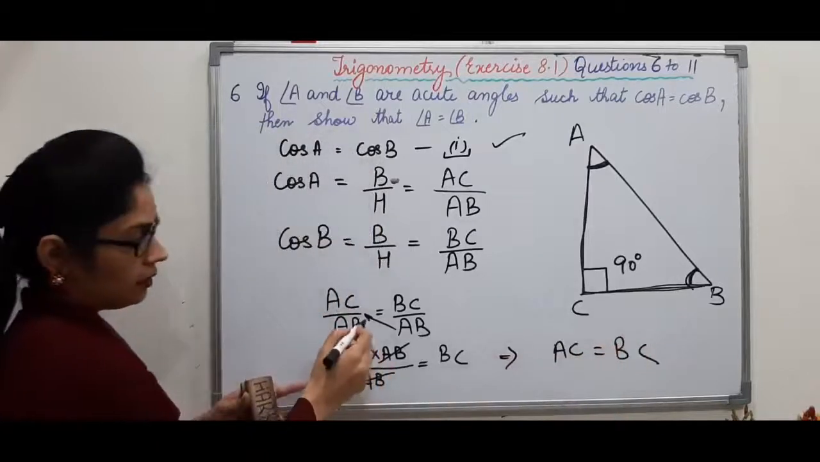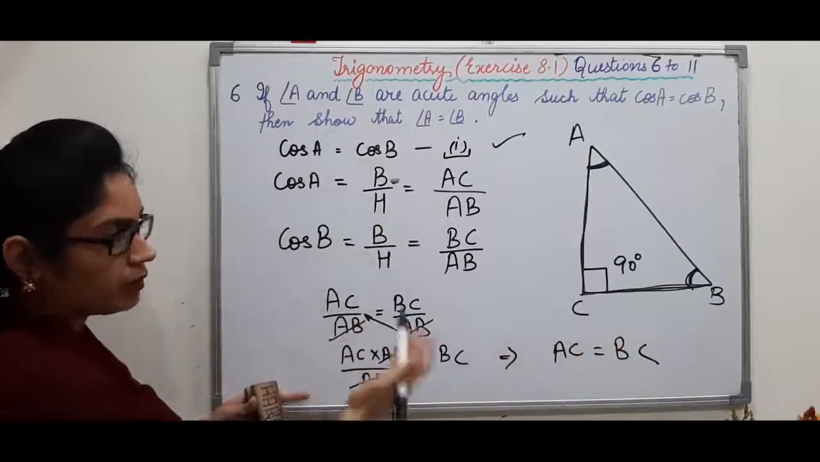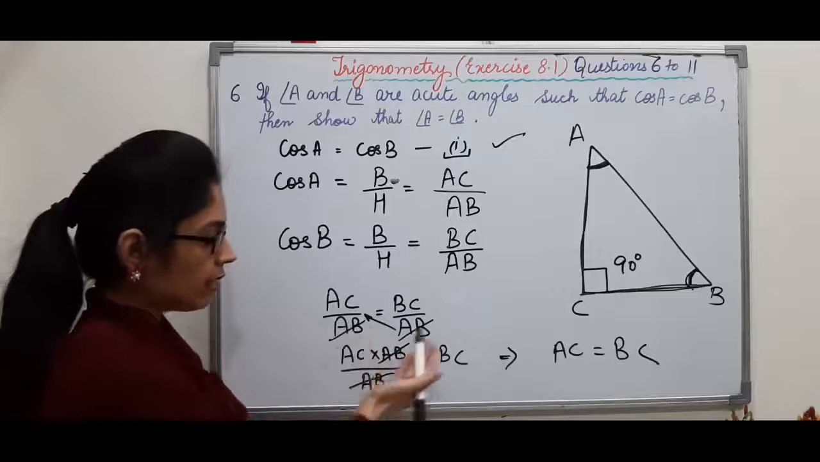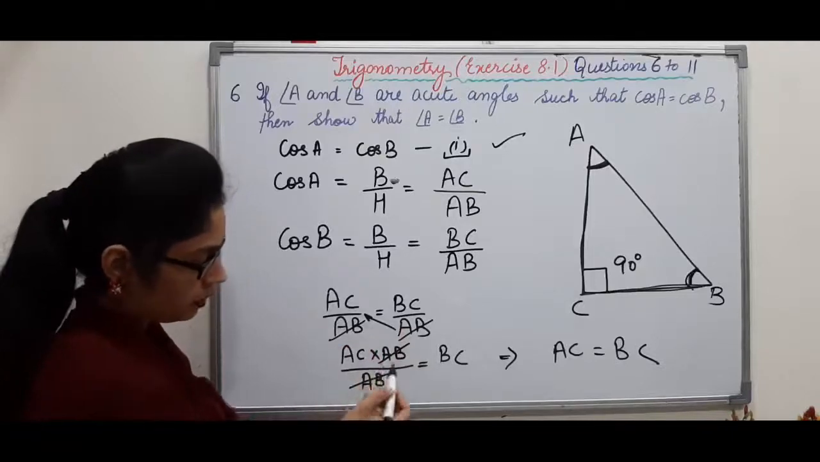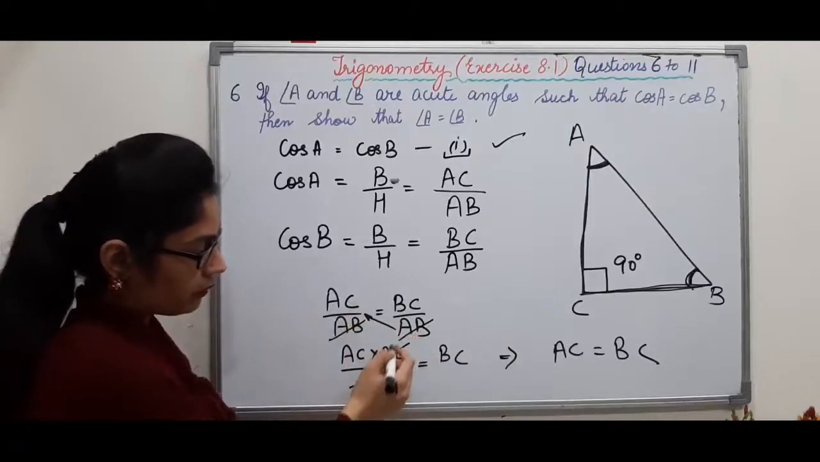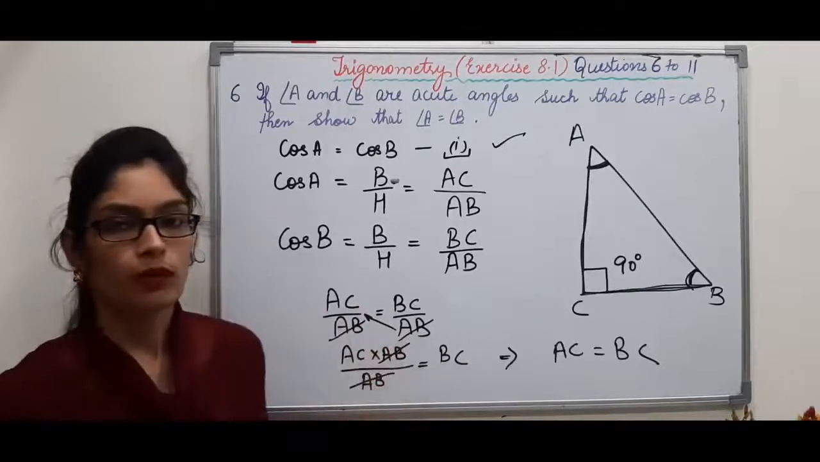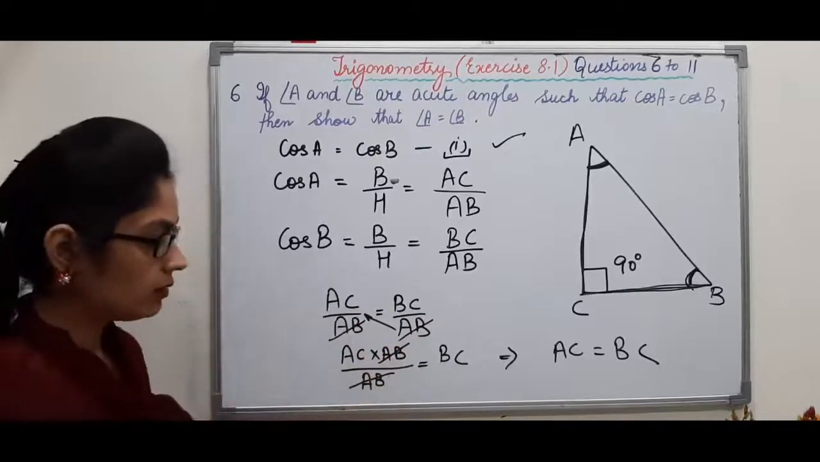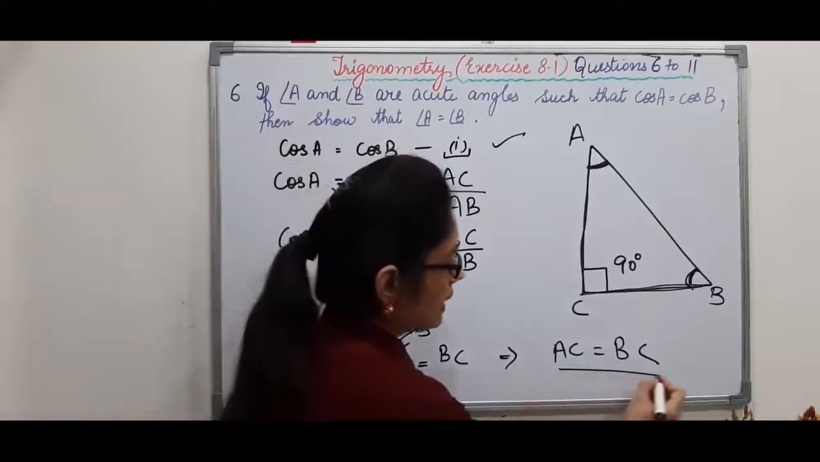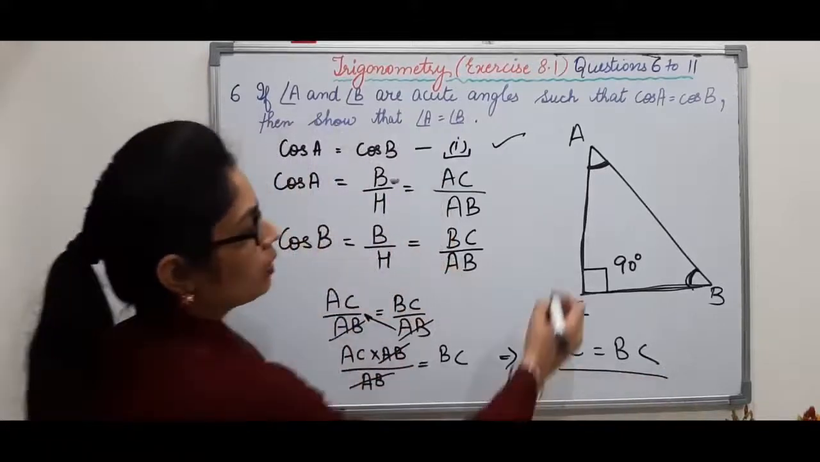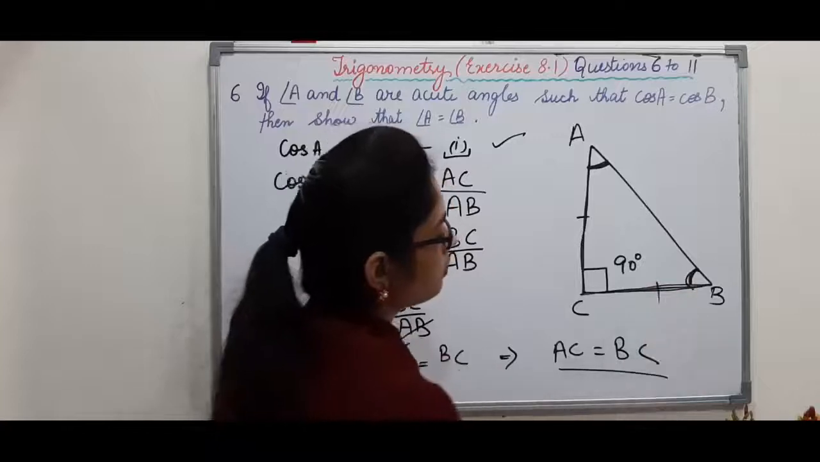Here directly also you can cancel. If the denominators are same, directly you can cancel, because if you change the side, you have to cancel in this way. So directly also, if you want, you can cancel. If you want, you can write this step. Now we got AC is equal to BC. This is AC and this is BC.